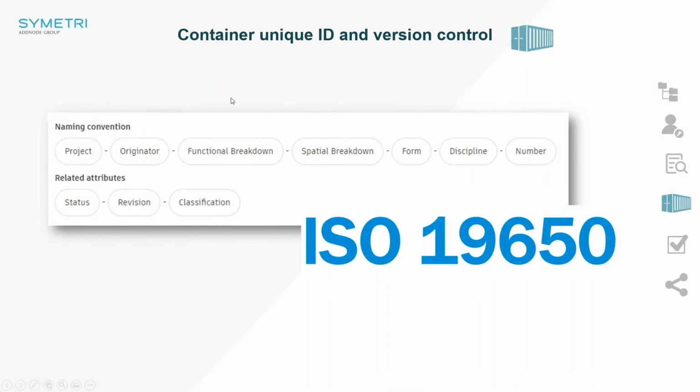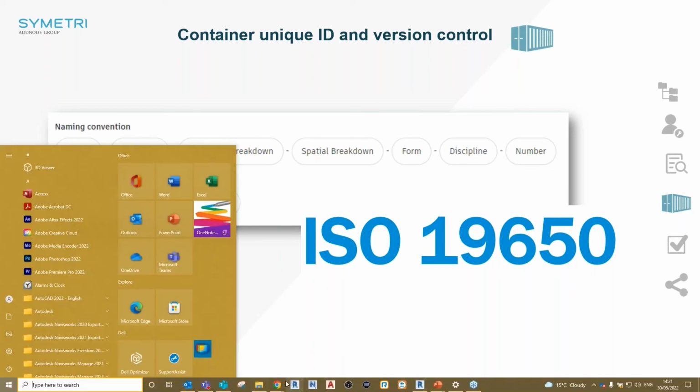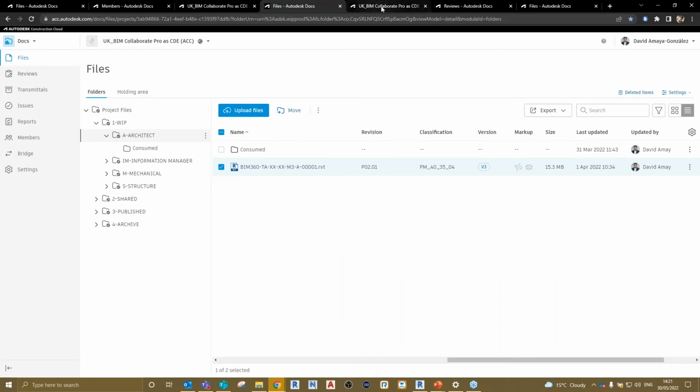So now, if we talk about our next topic, which is container unique ID and version control. As I told you before, we're based here in the UK for this webinar, and we follow the ISO 19650 series. You might be familiar with this naming convention for our files. So I'm just going to show you how we can set that up.